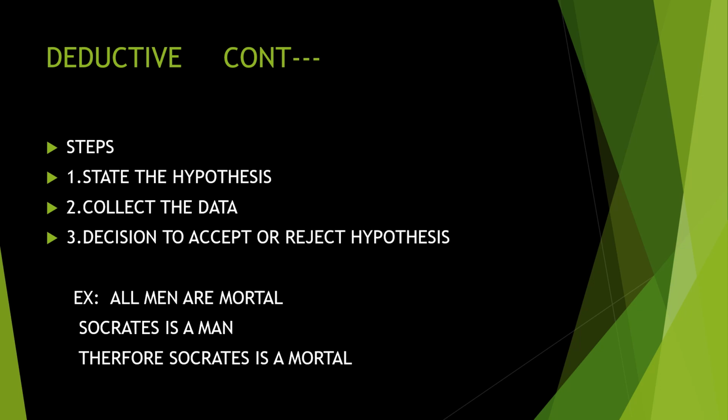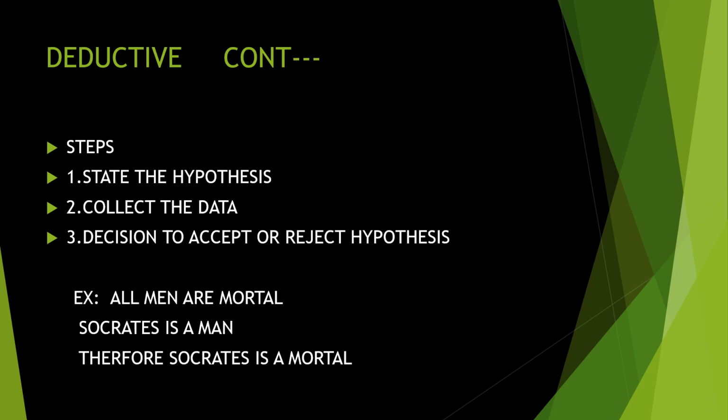Okay, understood? So state the hypothesis first, then collect the data, then accept or reject it. These are the steps we can see in the case of deductive research. This is not an example of research; I have given it to show how deduction happens. You will ask how it is general to specific.